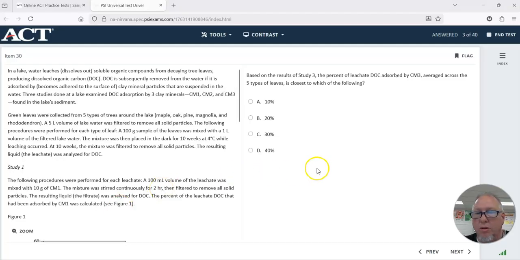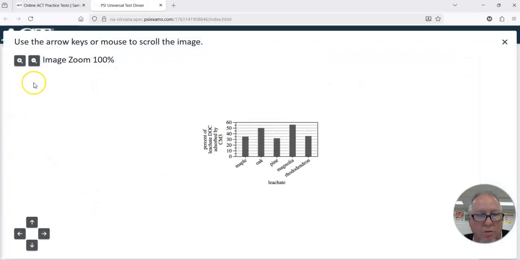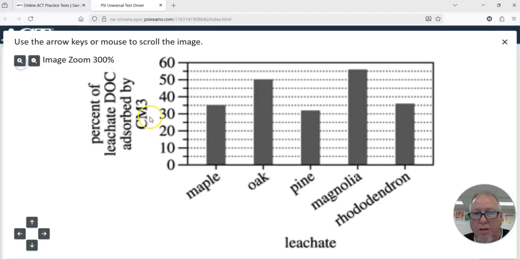In question 30, what they want you to do is basically do an average. The first thing you have to understand about the question is you have to focus on study 3. Study 3 is down here, and they want to know what is the average across all 5 types of leaves? 1, 2, 3, 4, 5. I'm going to zoom in on this one a little bit so we can see it better. They want you to just do a rough average.